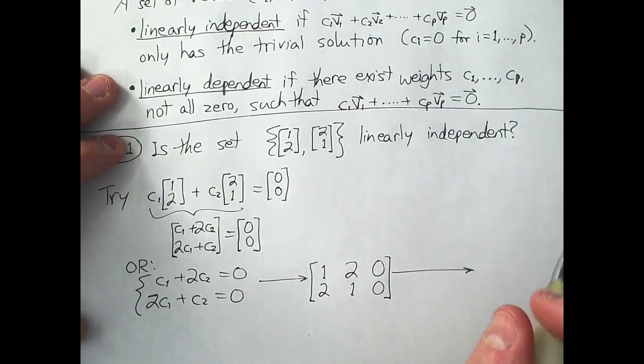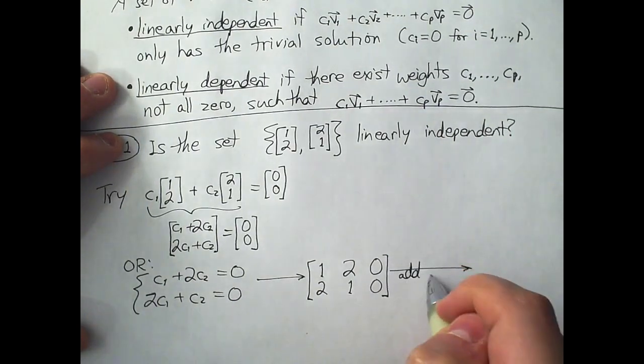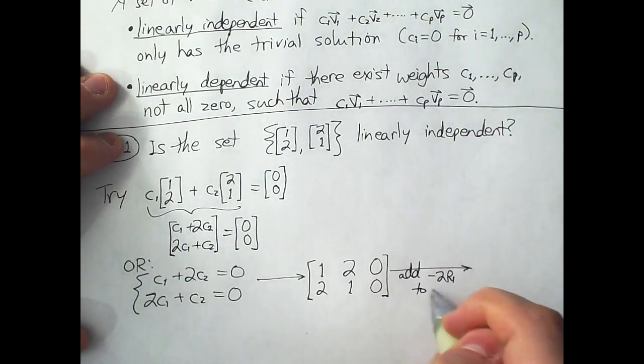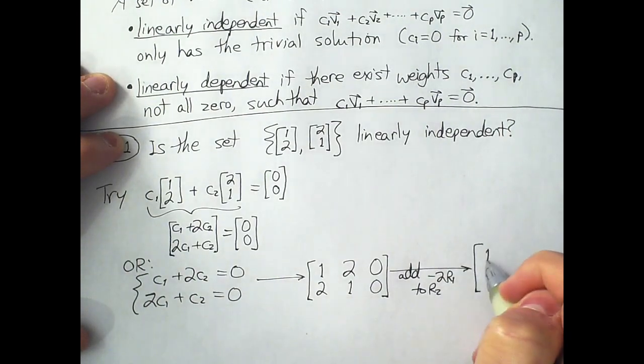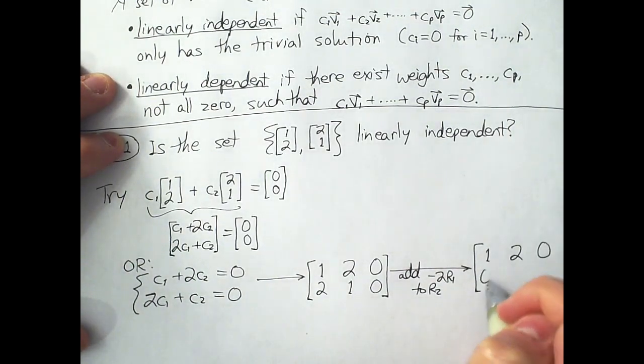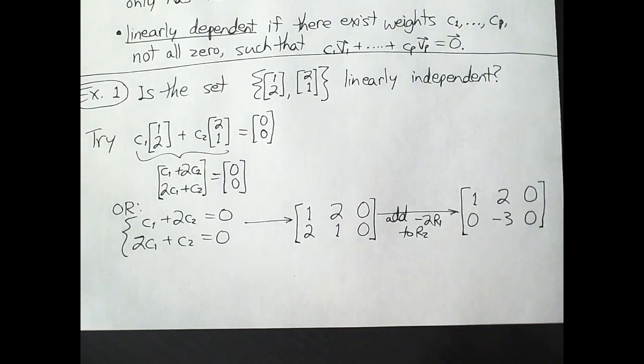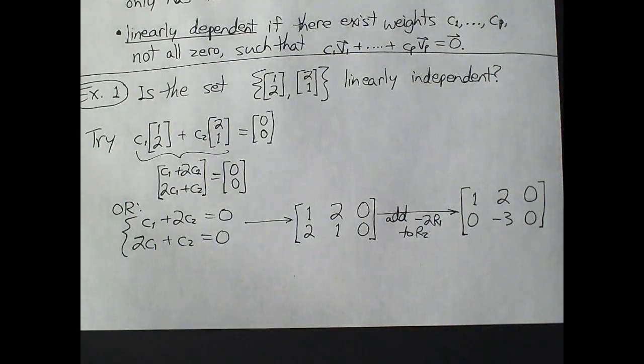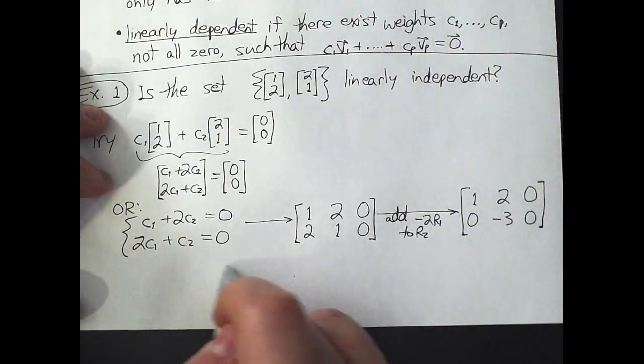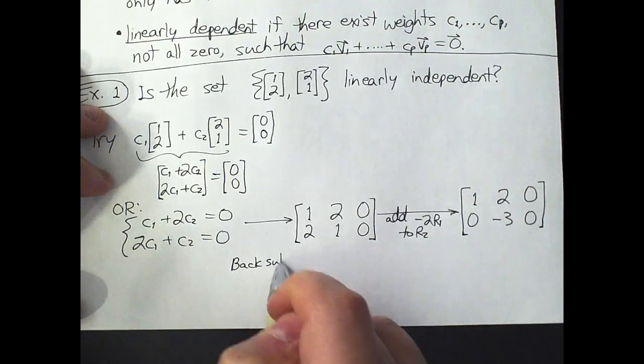All right, let's row reduce. I'm going to add negative 2r1 to r2. So we get 1, 2, 0, and then we get 0, negative 3, 0. Now, in a lot of problems that we've had, we've been doing the full Gauss-Jordan elimination where we get to reduced row echelon form. I think for this one, I'm going to just say we row reduced enough. We got it into row echelon form. Let's just use back substitution on this one.